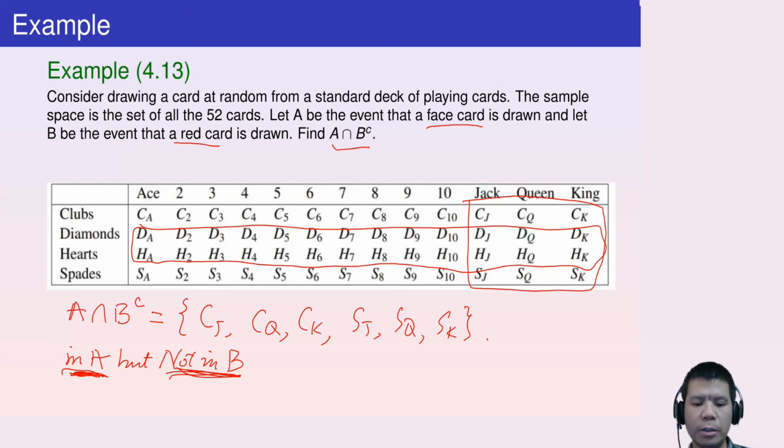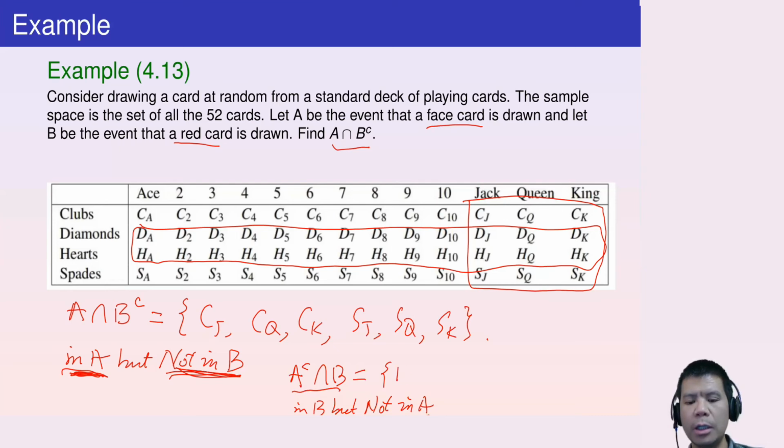So what about this one? See if you can find this. What about A complement intersect B? That is in B, but not in A, right? In B, it's a red card, not in A, so it cannot be a face card. So it's going to be diamond 2 to diamond 10, heart 2 to heart 10. Okay, so that's the difference. In A, not in B. In B, not in A.